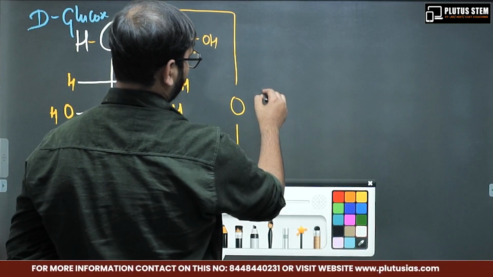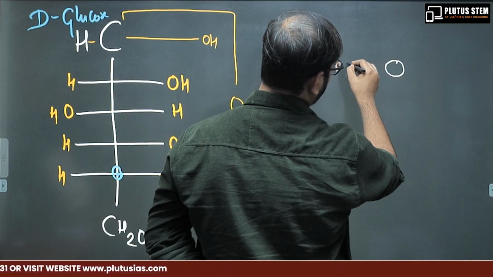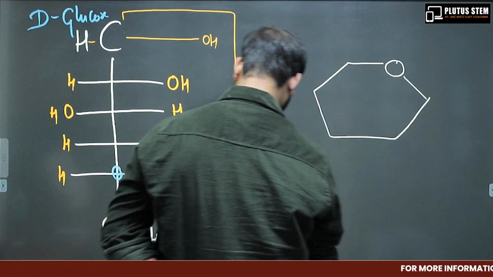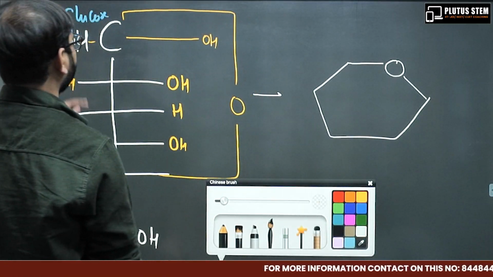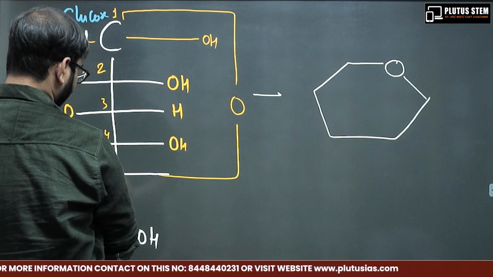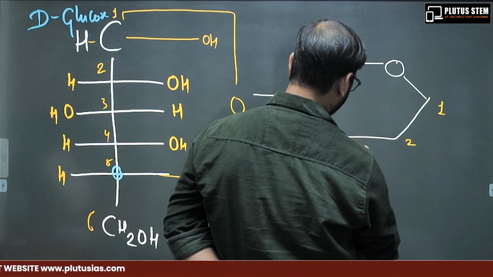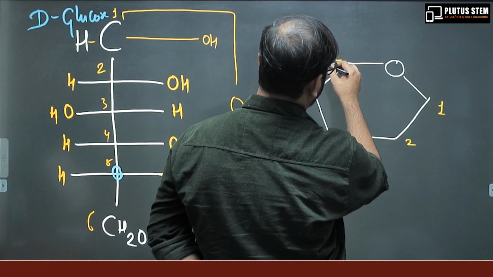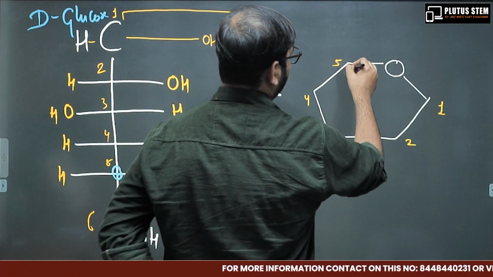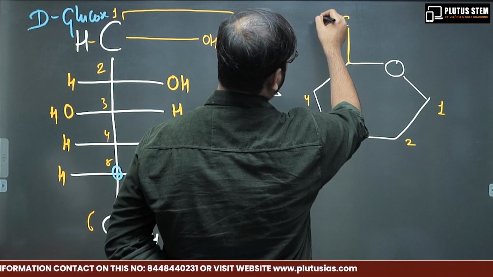So first thing, make a 6-membered ring with oxygen being the first atom. 1, 2, 3, 4. So this is a 6-membered ring. Now marking the number of carbons. Carbon 1, 2, 3, 4, 5, 6, in the clockwise direction. The sixth carbon is always lying outside of the ring, and it is always represented above the ring.